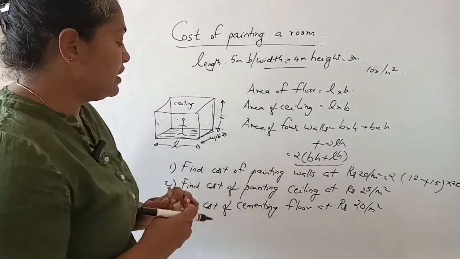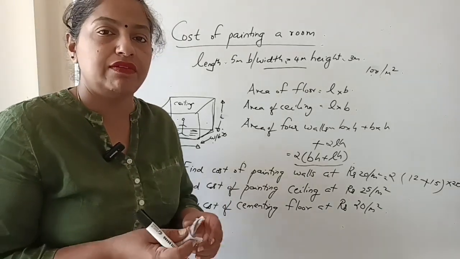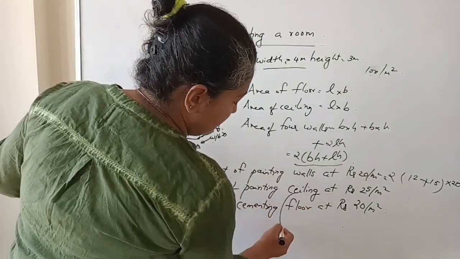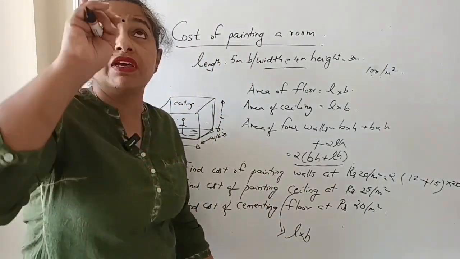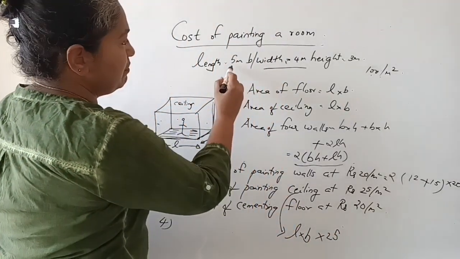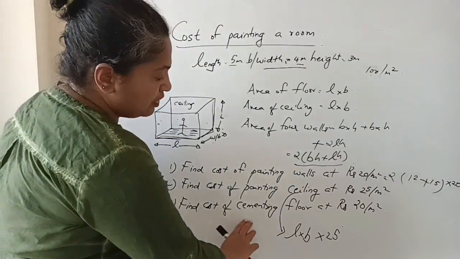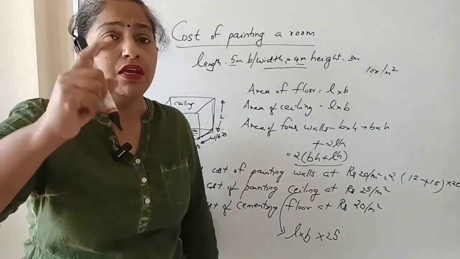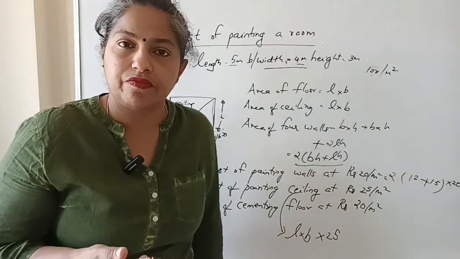Now we need to find the cost of painting the ceiling at 25 per meter square. I told you the area of the ceiling and the area of the floor, they both are the same. So it is L into B. So finding out the area of the ceiling will be finding out L into B. There is only one L into B because we are only taking the area of the ceiling. So that into 25. So it will be 5 into 4 into 25. We need to find the cost of cementing the floor at rupees 20 per meter square. The area of the floor is again L into B. Only once you have to take because only the floor you are taking, L into B into 20.